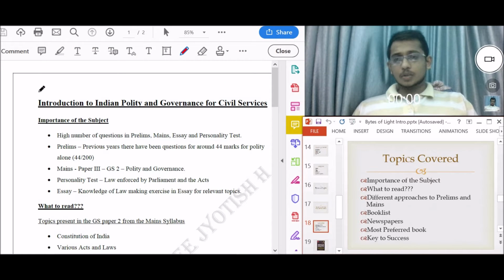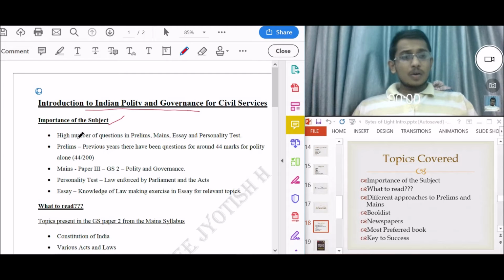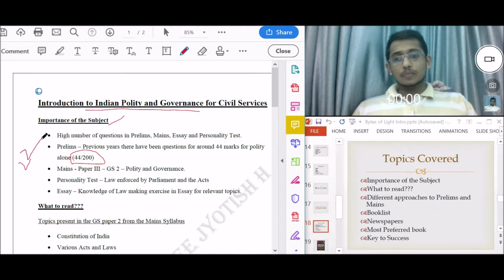So yeah, as I had told you, it's Introduction to Indian Polity and Governance. So what is the importance of this subject? It always had the highest number of questions, mainly for the past few years the trend has been like that. Recently, in some of the previous years, it was like 44 out of 200 marks, that is 22 questions out of 100 questions came from the Indian polity and governance part. So 44 out of 200 is a great number, it's a huge number when it comes to prelims.